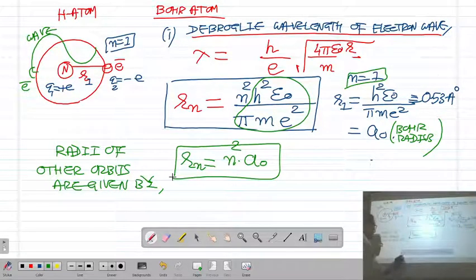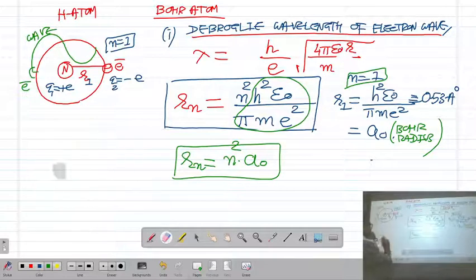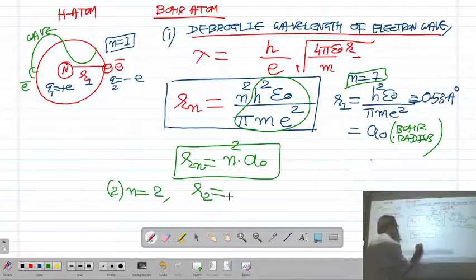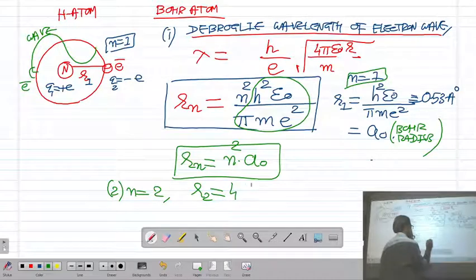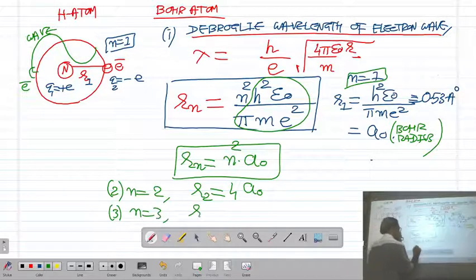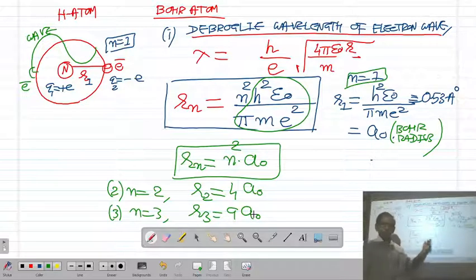Okay, you can also say from this equation that the radius of the second orbit, where you put n equal to 2, is 4 times greater than A0. Similarly, the radius of the third orbit is 3 squared, 9 times A0. So the radius of the second orbit is 4 times A0 and the radius of the third orbit is 9 times A0.